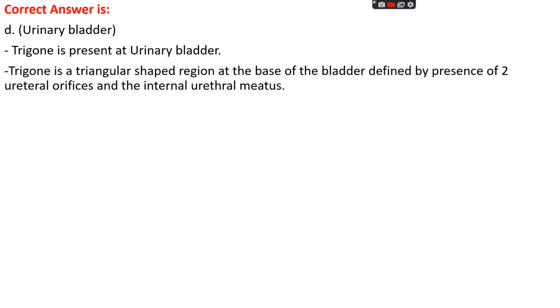Trigone is a triangular shaped region located at the base of the bladder. It is mainly defined by the presence of two ureteral orifices and one internal urethral meatus.